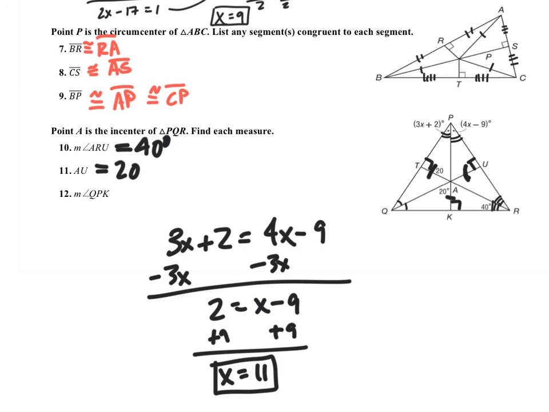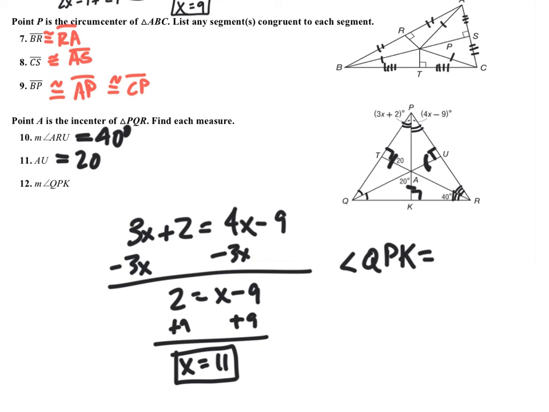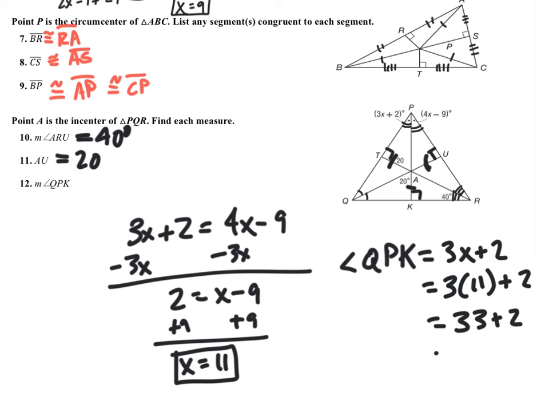Now we want to find angle QPK, and I know that angle measure is 3x plus 2. So I'm going to substitute 11 in for x, so I get 3 times 11 plus 2, which is 33 plus 2, giving us 35 degrees. And that's the answer that I'm looking for.